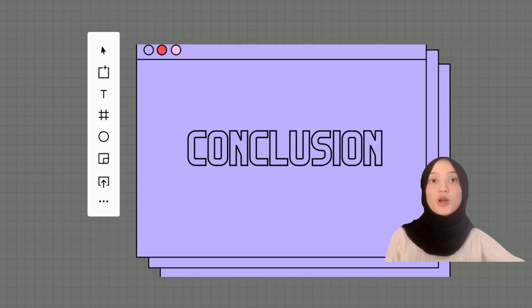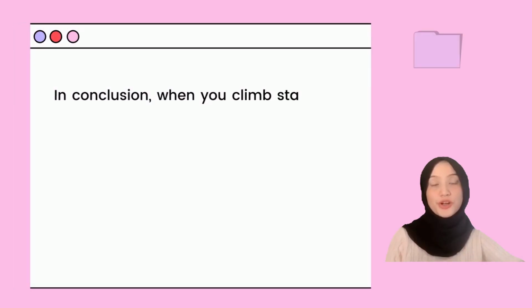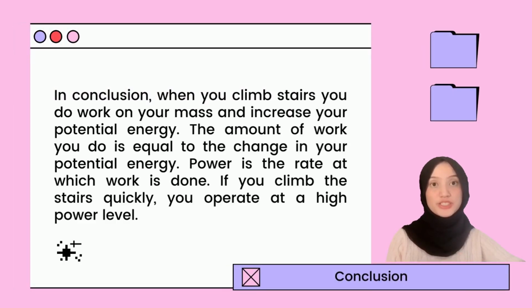In conclusion, when you climb stairs, you do work on your mass and increase your potential energy. The amount of work you do is equal to the change in your potential energy. Power is the rate at which work is done. If you climb the stairs quickly, you operate at a high power level.